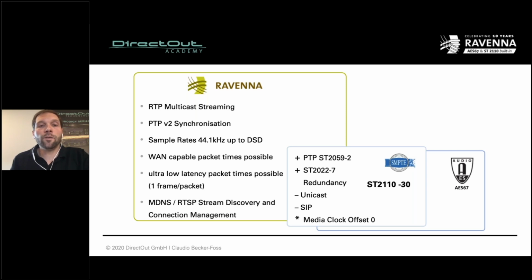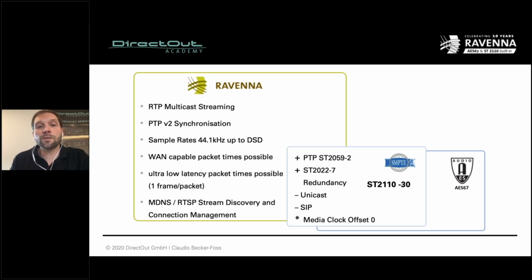Then at some point, SMPTE started working on the ST2110 standard, and they decided for ST2110-30, which is the audio part of that standard suite, to rely on AES67, to refer to AES67, and just, of course, do some adjustments, because otherwise you cannot just take what's there. They came up with a different PTP profile, which defines, for instance, the 125 millisecond sync interval of the Grandmaster. Then they added ST2022-7 as a stream redundancy option. And they removed unicast and SIP again from the mandatory part of AES67, so to say.